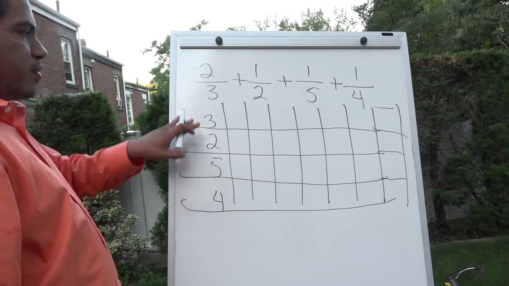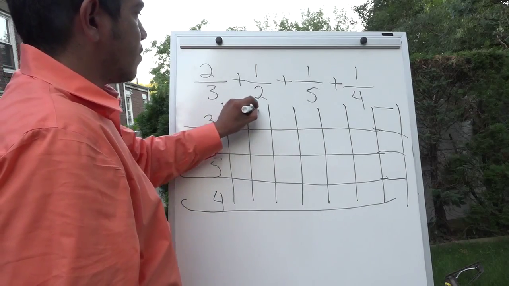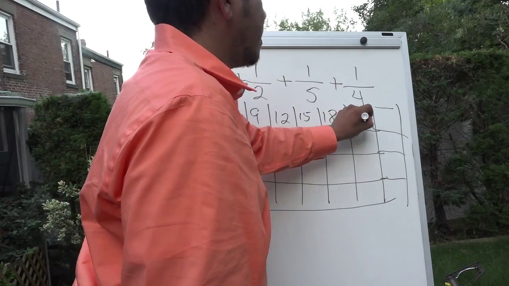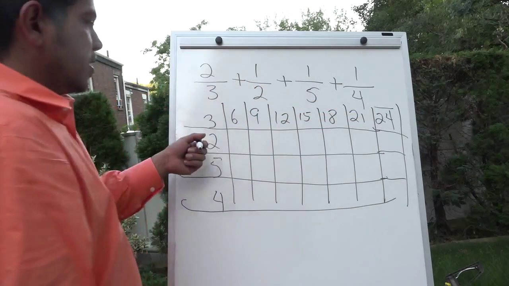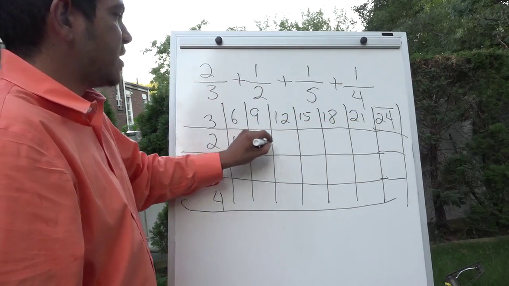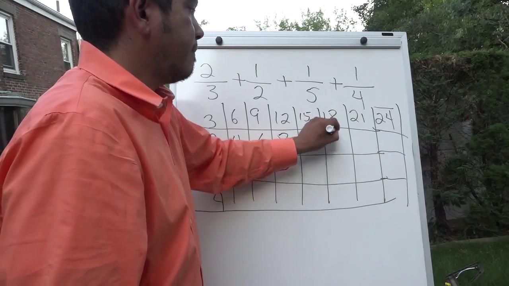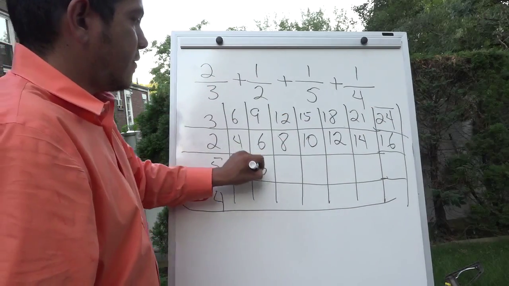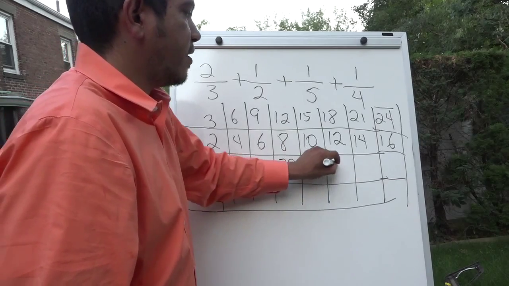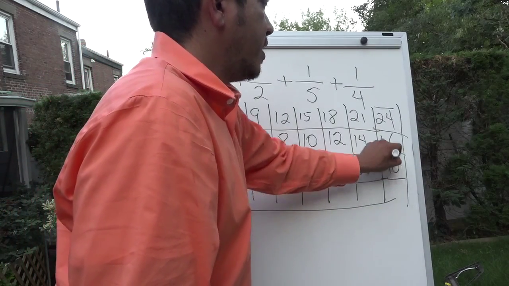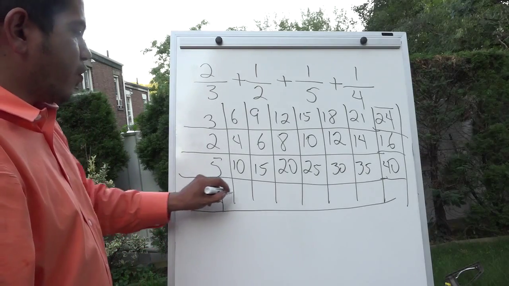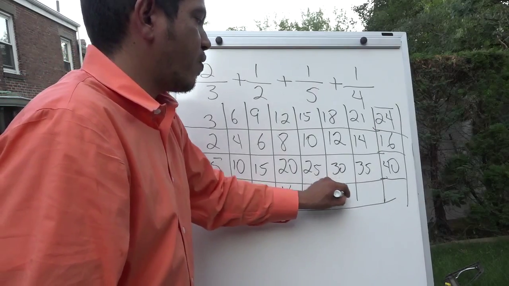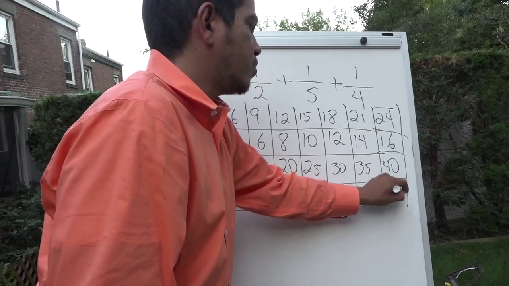tables. So for example, 3. 3 times 2 is 6, 3 times 3 is 9, 3 times 4 is 12, 15, 18, 21, 24, and so on and so forth. 2 times 2 is 4, times 3 is 6, times 4 is 8, times 5 is 10, 12, 14, 16, and so on and so forth. 5, 10, 15, 20, 25, 30, 35, 40, and so on and so forth. 4, 8, 12, 16, 20, times 6 is 24, 28, 32, and so on and so forth.